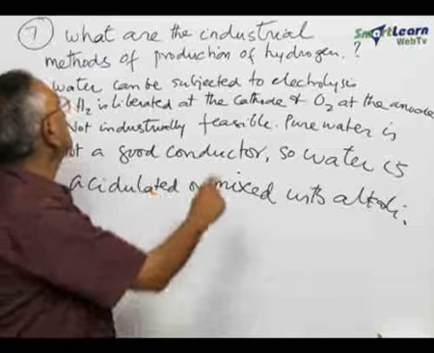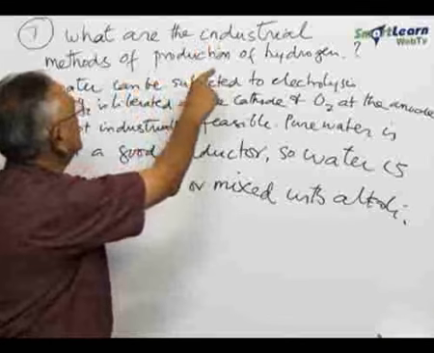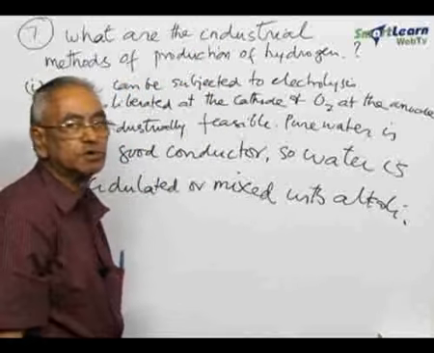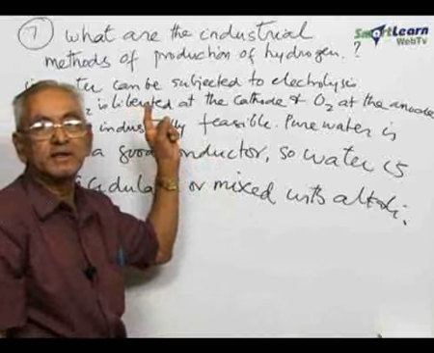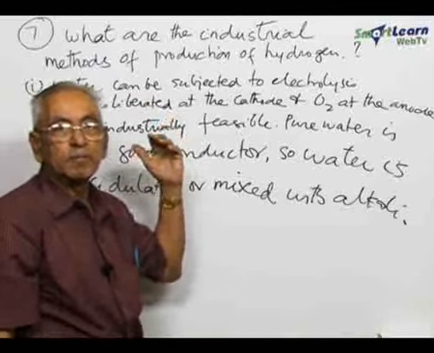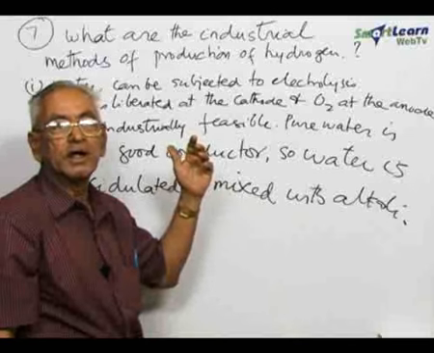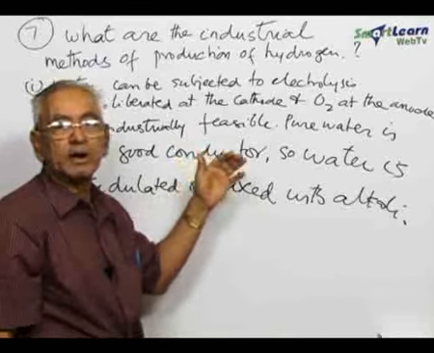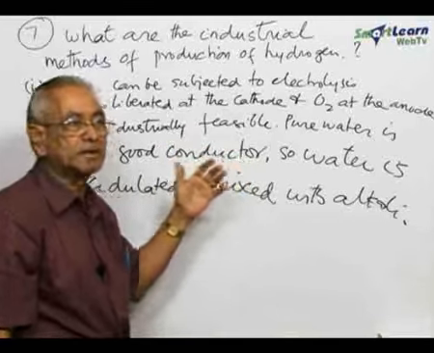Now let us go to the industrial methods of preparation, of production, of hydrogen. So far I have been looking at the preparation of hydrogen in the laboratory, but now there are several methods by means of which hydrogen is produced in an industrial way. Let us look at about three or four different methods.